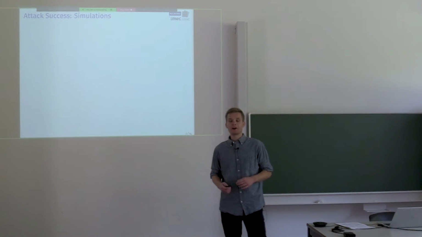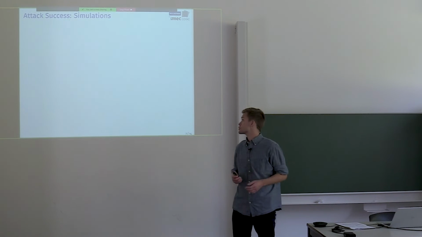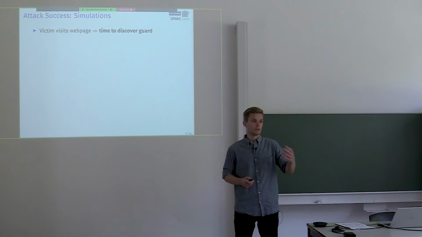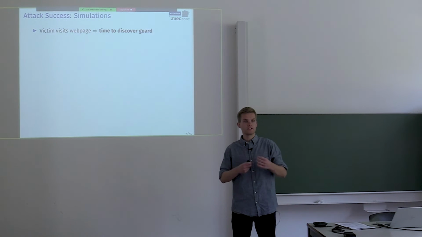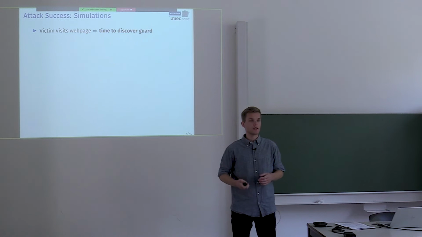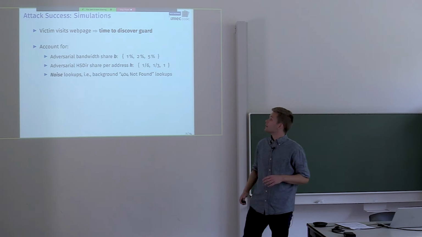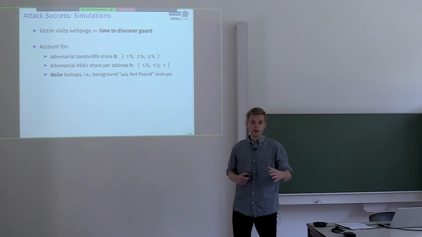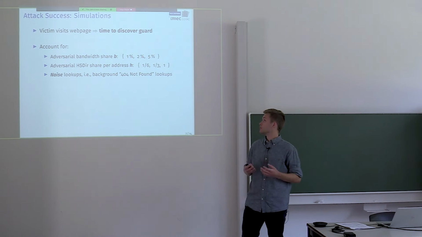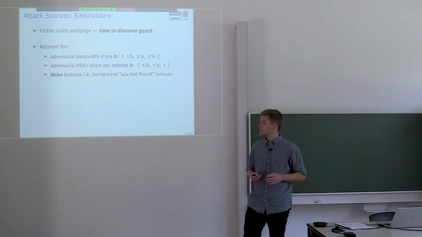And we do that in our simulations, which are supposed to show the time it takes the adversary to discover a guard of the victim, right? The victim visiting the target web page. And we want to see how long it takes until the adversary learns the guard. We account for various adversarial capabilities, right? So again, the bandwidth share varies between 1, 2, and 5%.